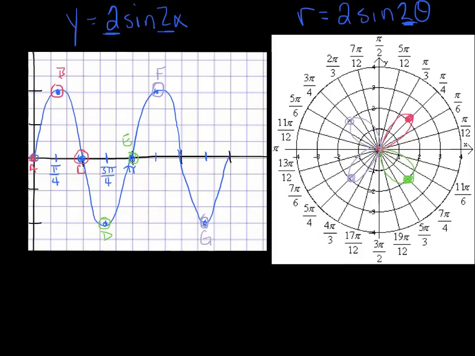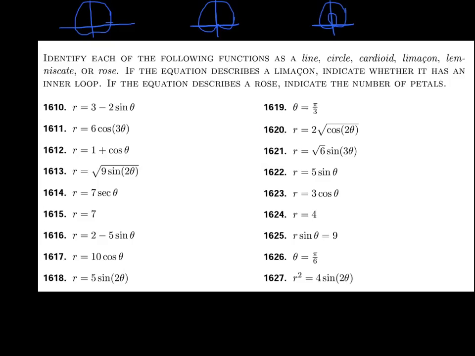So we see a grand total of 4 petals, and I hope that you can appreciate how these points, A, B, C, D, E, F, G, correspond to the specific polar points over here. Alright, we're going to see how quickly we can buzz through this list.